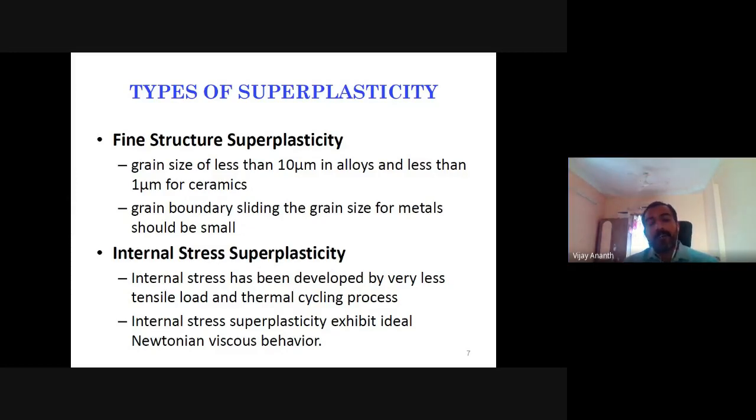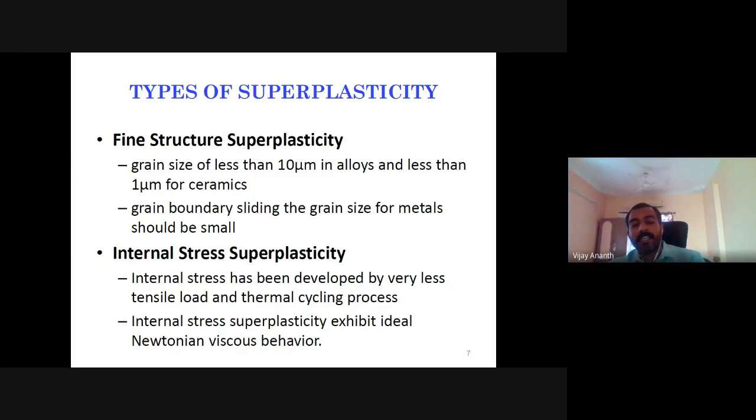The next one is internal stress superplasticity. In internal stress superplasticity, we are very much aware of the creep test, right? We have seen how the creep test is made for the material, right? This internal stress superplasticity testing is also done with our creep testing machine. In a creep testing machine, we have the furnace. Inside the furnace, we fix the component. The top end is fixed, and at the bottom end we have a certain load. Then we do the creep test.